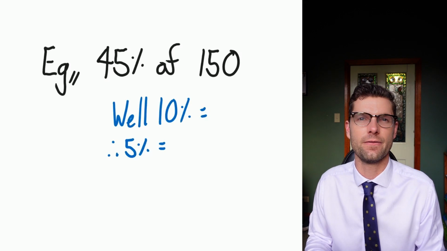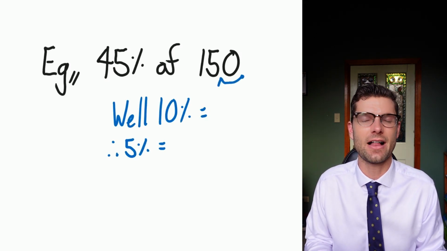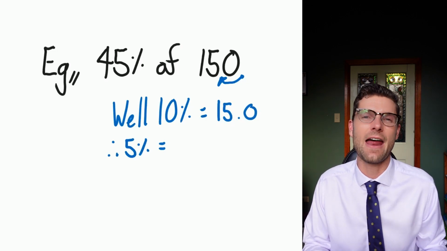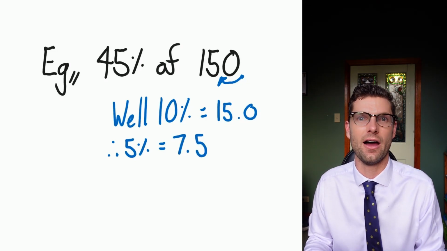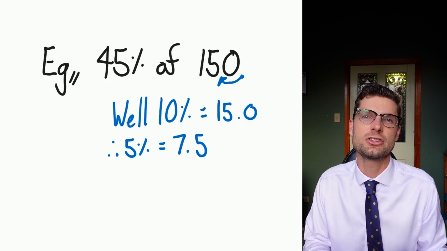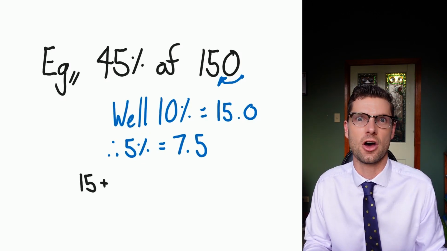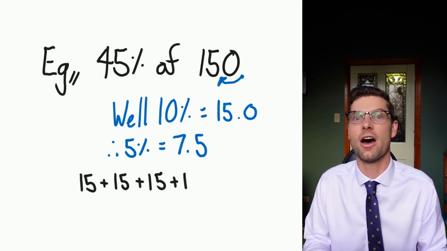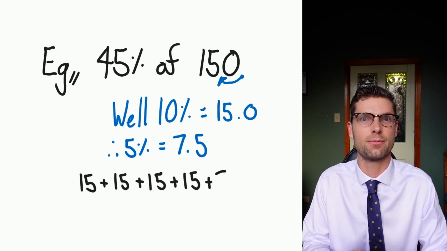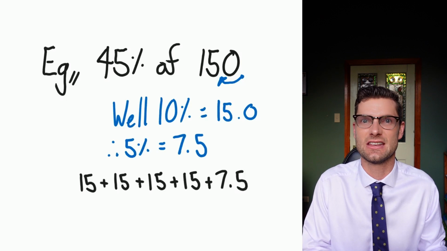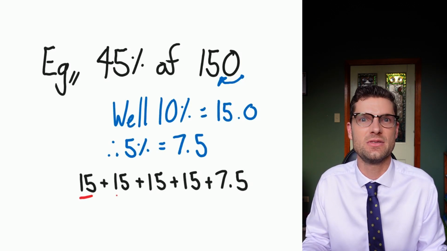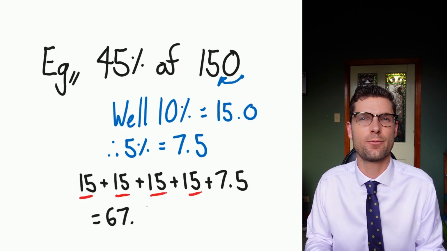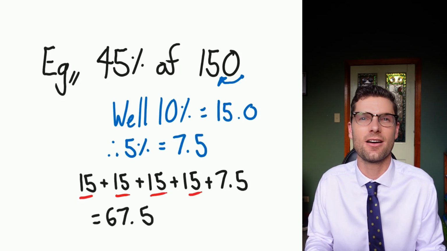If I've got 45% of 150, if I can find the 10% value, I know I'm going to be in the money. 10% is equal to 15 and 5% is equal to 7.5. That's half of 15. So because I've got 10% 4 times, I take that 15 value and I multiply it by 4. Or I do 15 plus 15 plus 15 plus 15, which gives me the answer of 60. And then I've got 5% extra, so I need to add on 7.5. So 67.5 is 45% of 150.